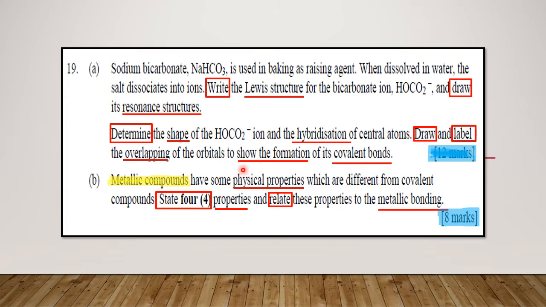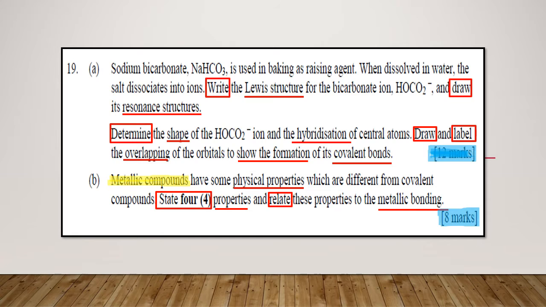Okay. B, metallic compounds have some physical properties which are different from covalent compounds. State 4. State 4 normally means 4 marks already. Properties. And relate these properties to metallic bonding. Meaning that you have to explain each of the properties with metallic bonding. So state 4 and then explain the 4, you get 8 marks.